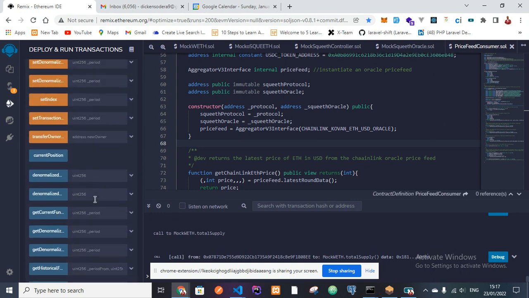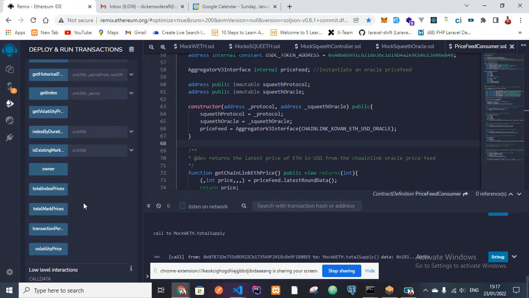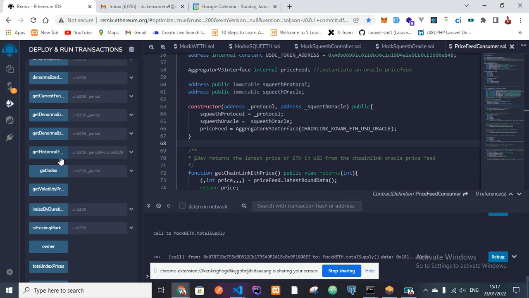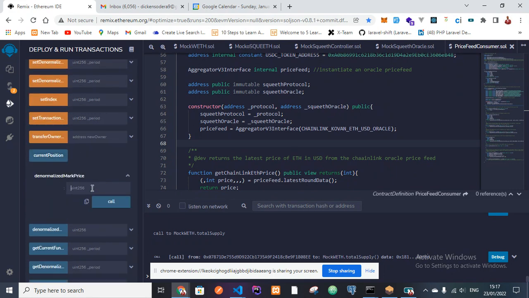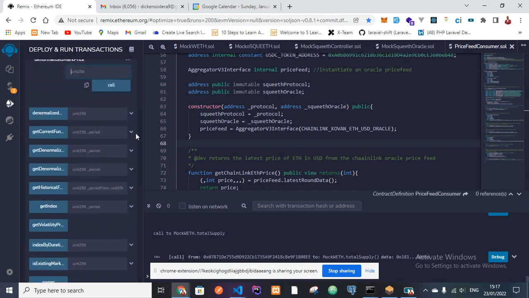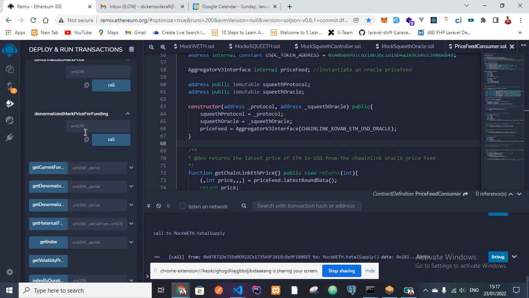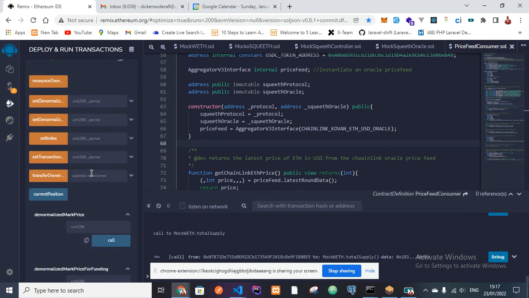Then also for our controller, borrowing from the Opyn protocol, we have transaction period, total mark prices. We have the denormalized mark price for a specific period. So let's try this out.